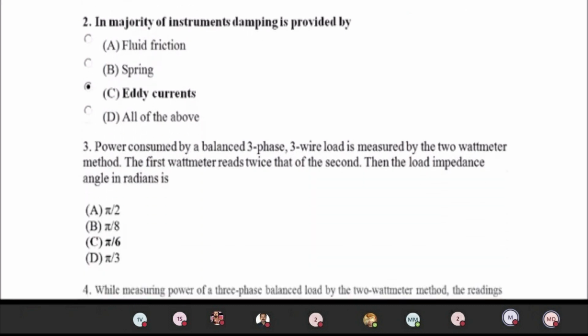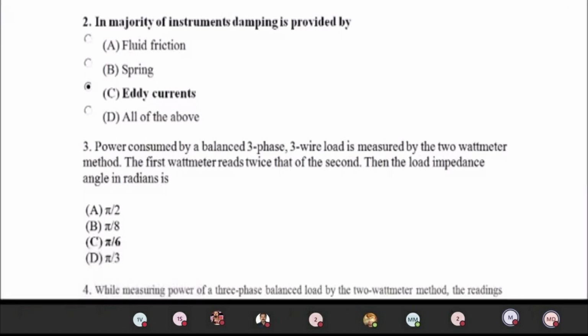Okay, now we can see the second one. In the majority of instruments, damping is provided by... So this is a direct question. Once you remember the topic as well as the explanation you have learned, it will be easier for us. In the majority of instruments, damping is provided by eddy currents.